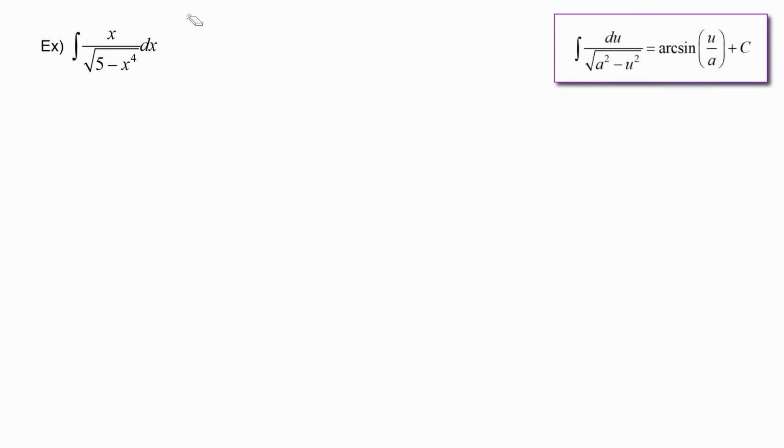We recognize that this will be in the form possibly for arcsine because we have the constant first and we're subtracting the variable. So if we let u squared equal x to the 4th, then u would equal x squared, then du would equal 2x dx. We would have to let a squared equal 5, and then a is equal to the square root of 5.